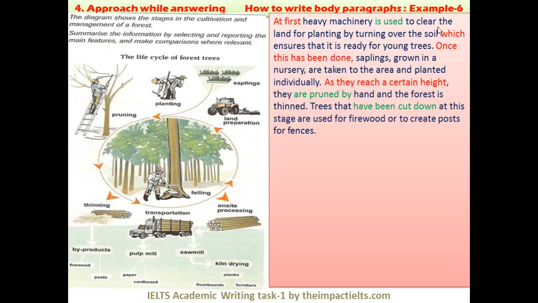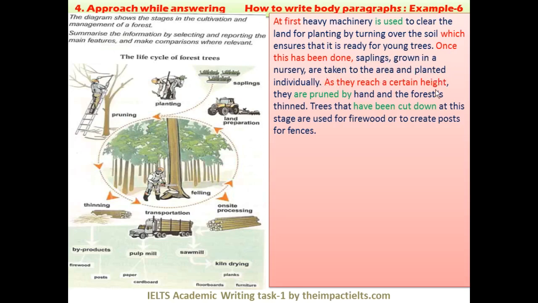Is used to clear the land for planting by turning over the soil, which ensures that it's ready for young trees. So perhaps this is what is being done, preparing the land. And after that, once this has been done, another way of talking about the sequence, and there are complete dedicated videos for this kind of words that we will see later on in this course. Saplings grown in nursery are taken to the area and planted individually. Land clearing, saplings planted. So that's the process.